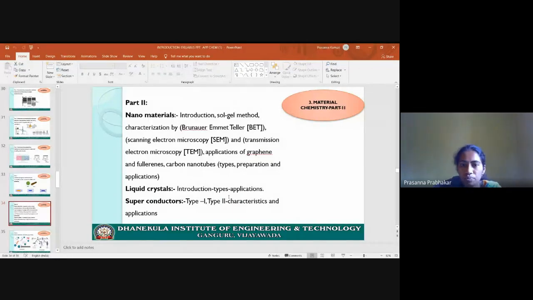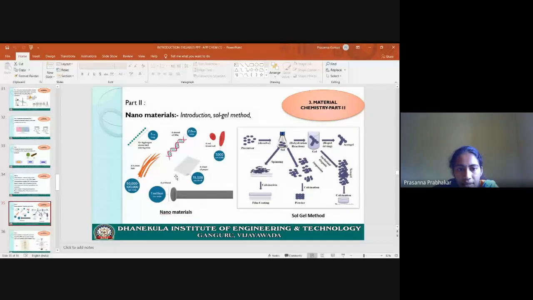Next, part 2. Part 2 is nanomaterials, liquid crystals, and superconductors. These three are the main topics. The first one is nanomaterials. This is the introduction topic. Here some examples are given, like a pinhead, a human hair, a hydrogen bond, a strand of DNA, a red blood cell, and an A4 sheet of paper. Nanomaterials are materials with a size from 1 to 100 nanometers in diameter. All such materials are considered nanomaterials.